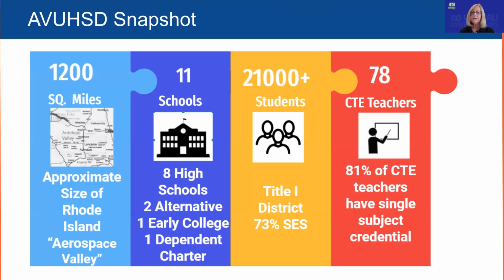We are a little bit far from where you possibly are, but our district is 65 miles north of downtown Los Angeles. It covers 1,200 square miles, which is approximately the size of Rhode Island. Many of you have probably heard of our area because we're known as the Aerospace Valley, and we're thankful that we have innovation happening right here within our region. Our district is made up of 11 schools: 8 comprehensive high schools, 2 alternative schools, 1 early college, and 1 dependent charter. We serve 21,000 high school students. We're a Title I district with 73% of our students on free and reduced lunch, and some of our schools have close to 100%.